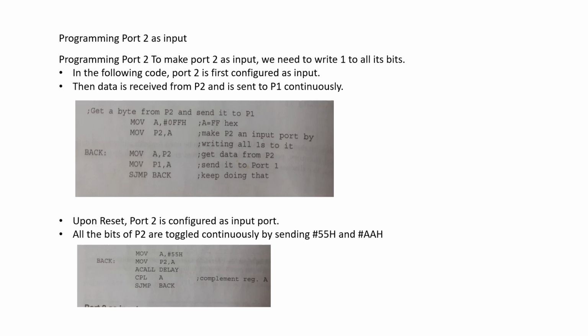Now we need to get data from port 2 and we need to write it to port 1. So now port 2 has data because it is assigned as an input port. So MOV A, P2. Now accumulator has the data which is available in port 2. MOV P1, A. Now the value of accumulator is moved to port 1.